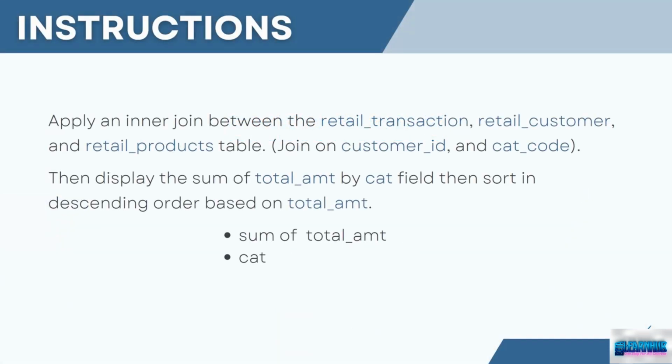Exercise 3. Apply an inner join between the retail_transaction, retail_customer, and retail_products tables. Join on customer_ID and cat_code. Then display the sum of total_AMT by cat field, then sort in descending order based on total_AMT.